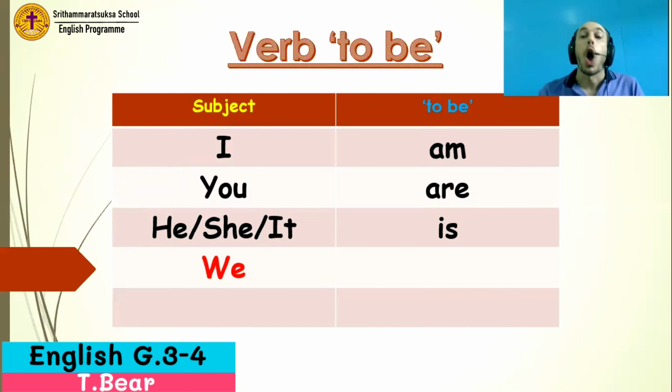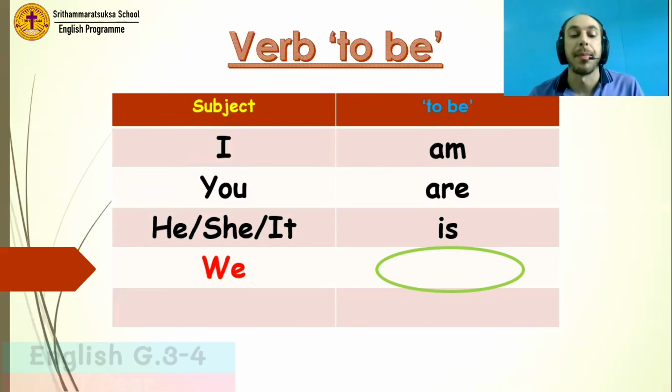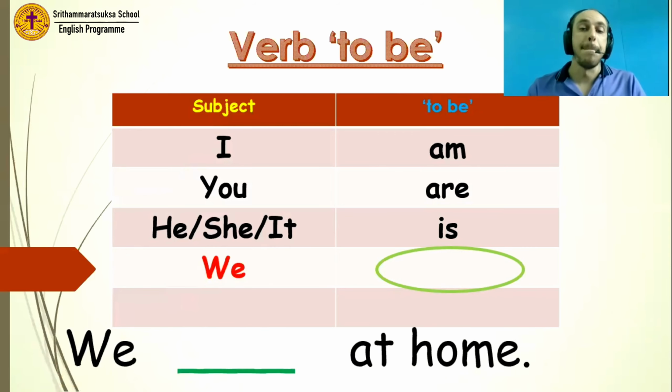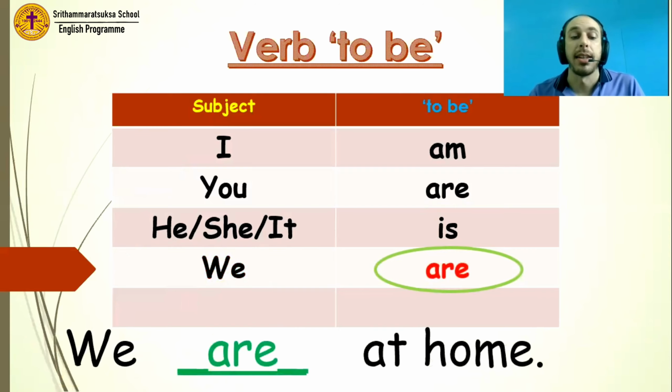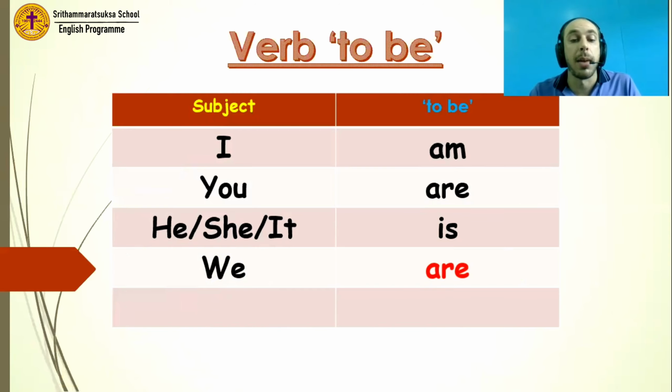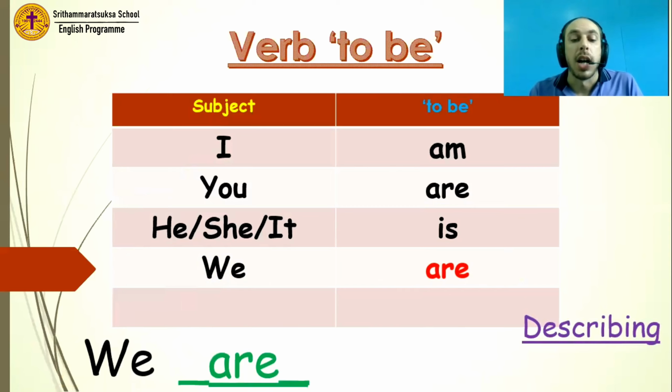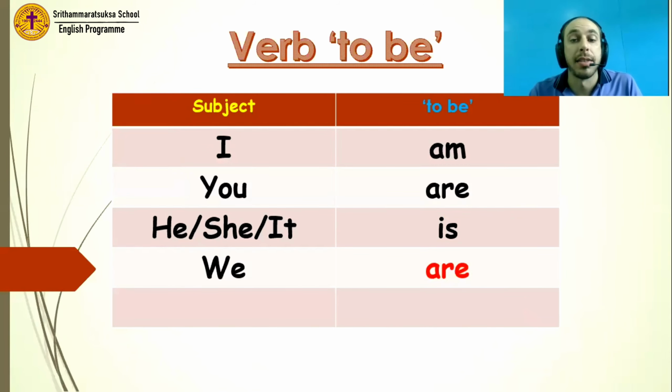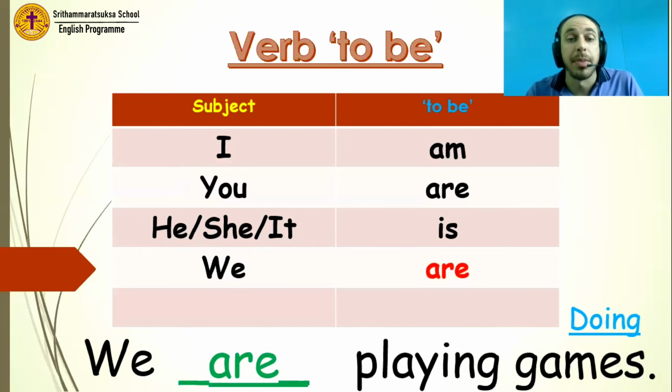The next one is we. We is talking about more than one person with me too. Okay, so what does to be look like with we? Like in we at home. If you said are, you are correct. We are at home. Okay, it's the same as you. Okay, we use are. Let's look at some examples. We are good friends. What are we doing? We are playing games.